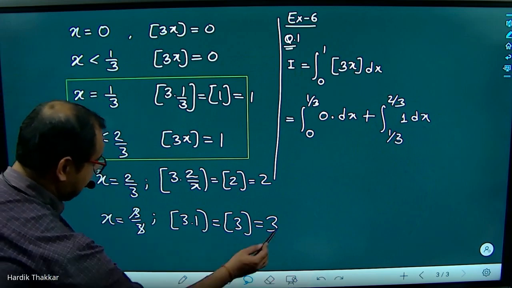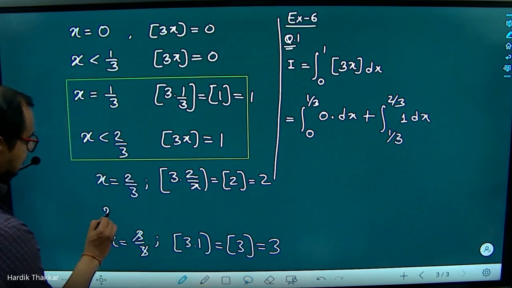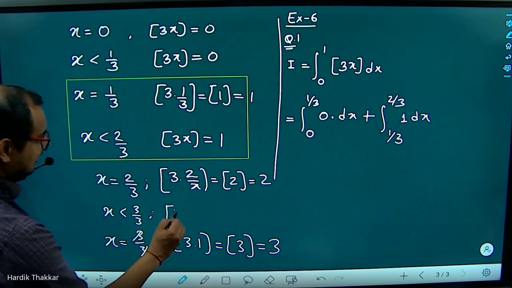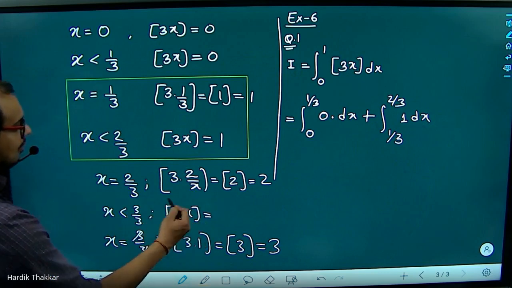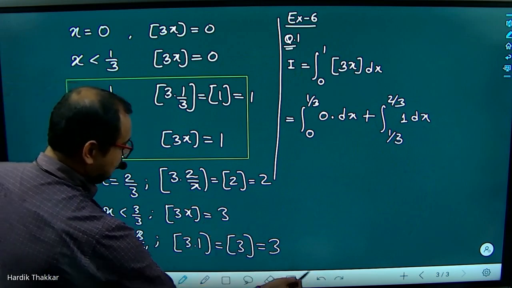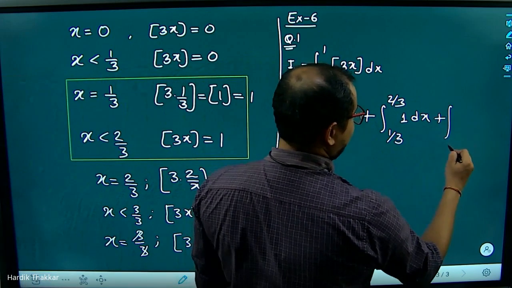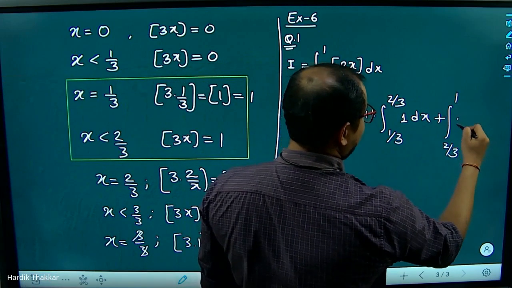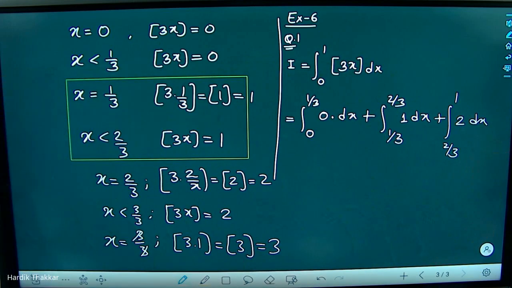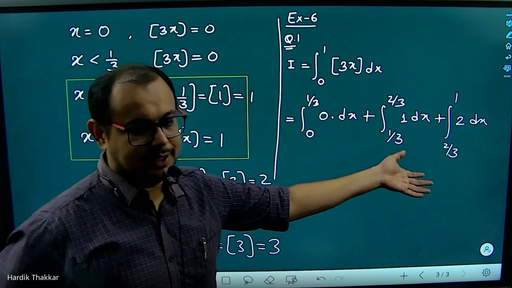Till x is less than 3 by 3, the greatest integer function 3x will be equal to 2. So in the next interval, from 2 by 3 to 1, its value will be 2 dx, correct? Okay, so we will break the greatest integer function in this way.